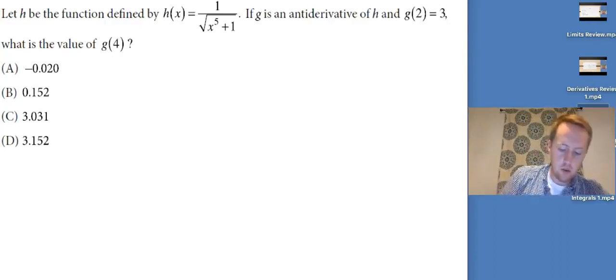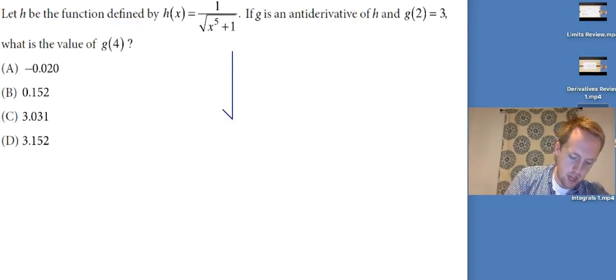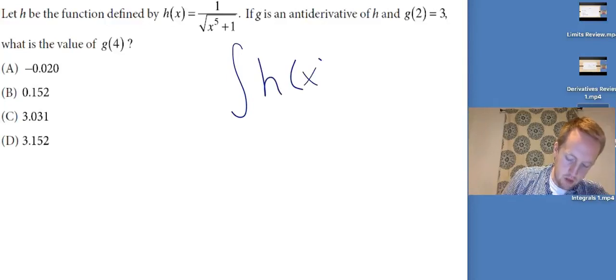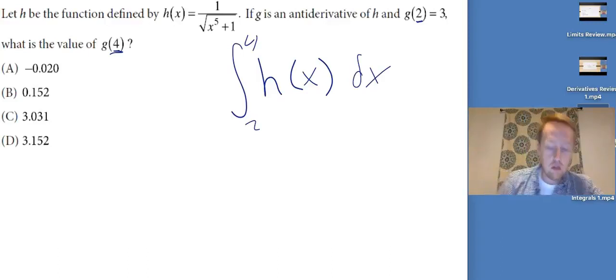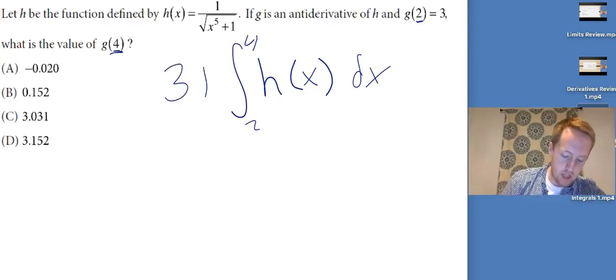Okay, well, I want to find g of 4. So what I'm going to have to do is integrate h of x from the two x values that I know. I know about 2 and I know about 4. That's going to give me the change in g on the interval 2 to 4. I want the actual value, so I'm going to do 3 plus that.